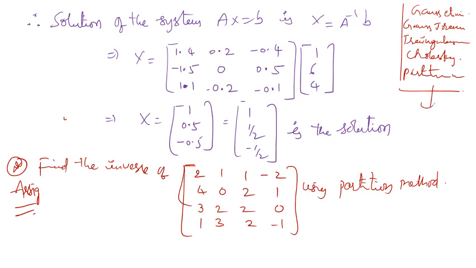These are all what methods? Direct methods. Means gives exact solution. Next class we will take iterative methods. Means if the system does not possess exact solution, then we require approximate solution. Then how to find approximate solution for the system of equations? Those are called iterative methods. Okay.